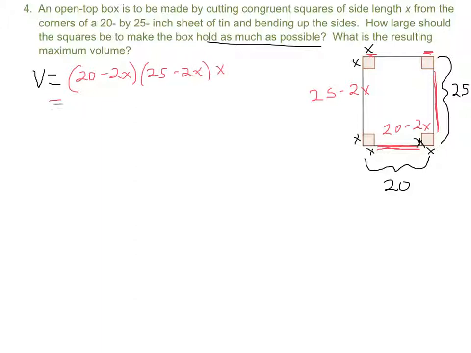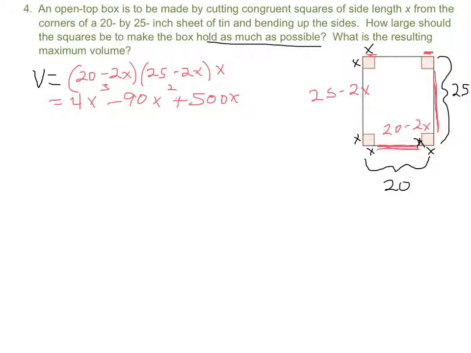And when you multiply all of that out, you get 4x cubed minus 90x squared plus 500x. And you really need to go ahead and work that out and just make sure that you've got your algebra straight.